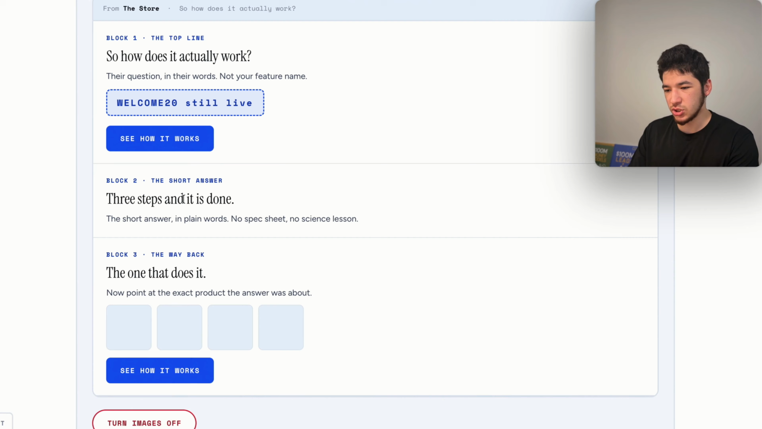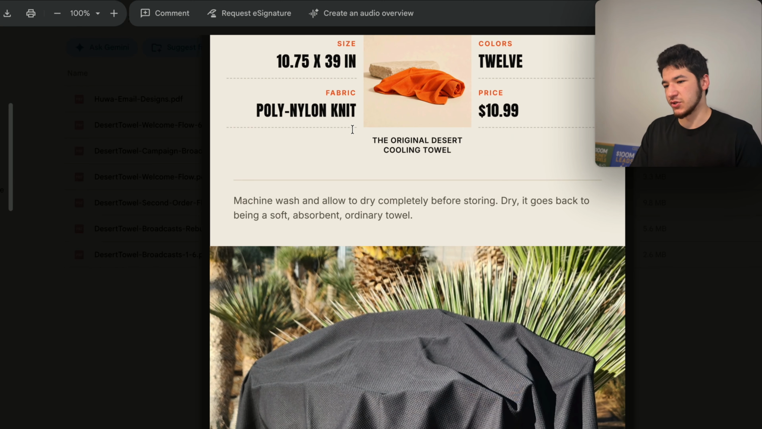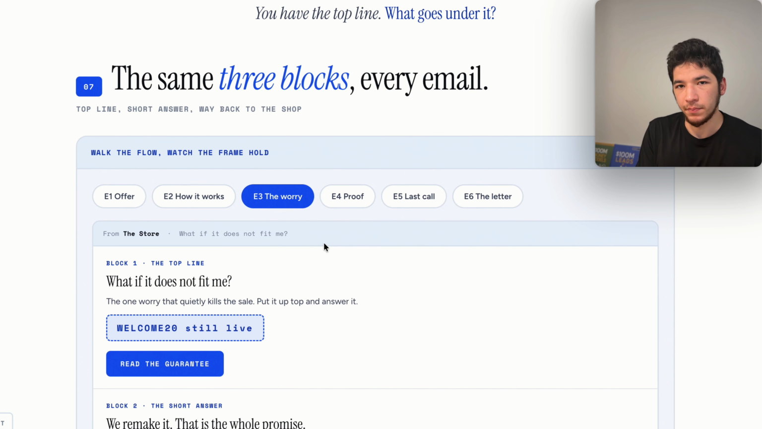So block 2 will be a short answer to what their worry is. As we showed, we made a demonstration, and then we put on some features: here's the size and what it does. In the third email, you need to explain away the worry. In the previous one you showed how it works, but here you need to explain away the worry.